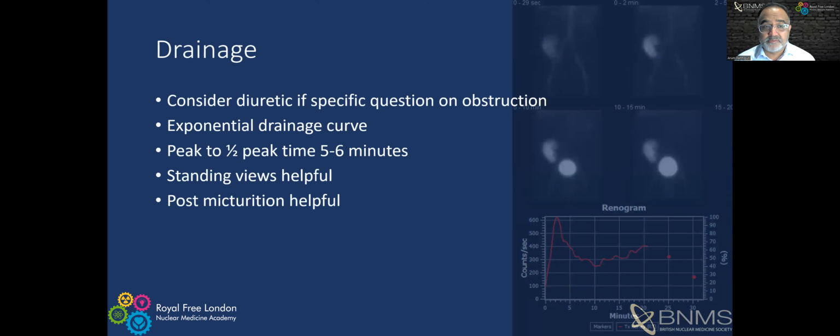The final phase in the renogram is the drainage phase. If you're worried about obstruction, then you should use a diuretic. You should see a normal exponential drainage curve with a peak to half peak time of between 5 to 6 minutes. We perform standing views because we find that can be useful to help drainage, and post-micturition views are also very useful.